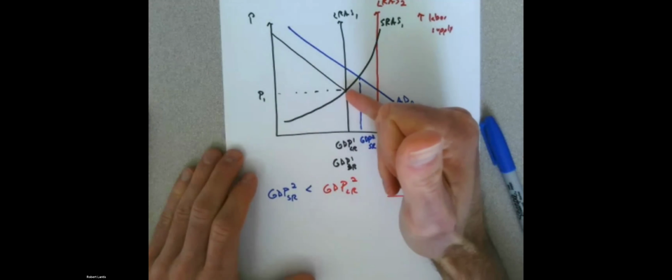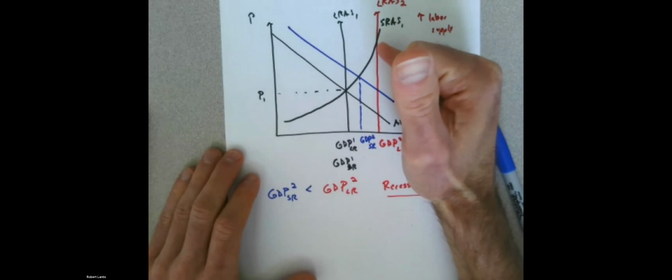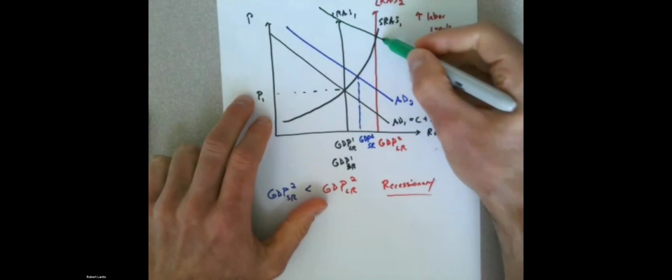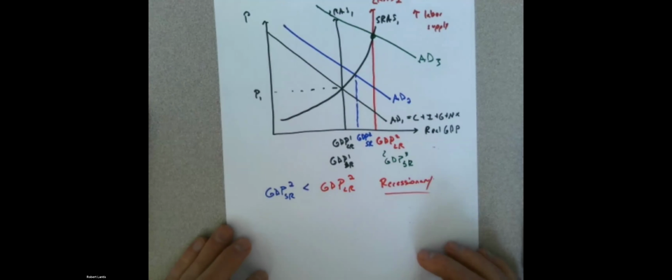So how do we want to close this gap? We want to increase aggregate demand even more so that our new short run GDP is exactly the same as our long run GDP. So we essentially want to shift aggregate demand even higher with either government spending or taxes so that our new short run GDP matches up with that new long run GDP and we would have no gap.